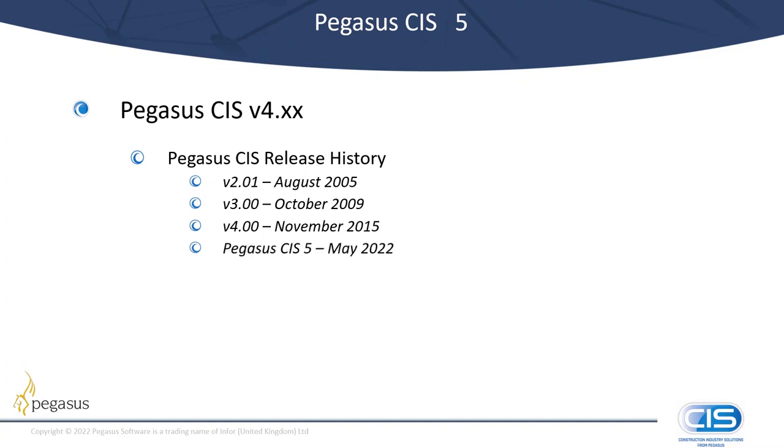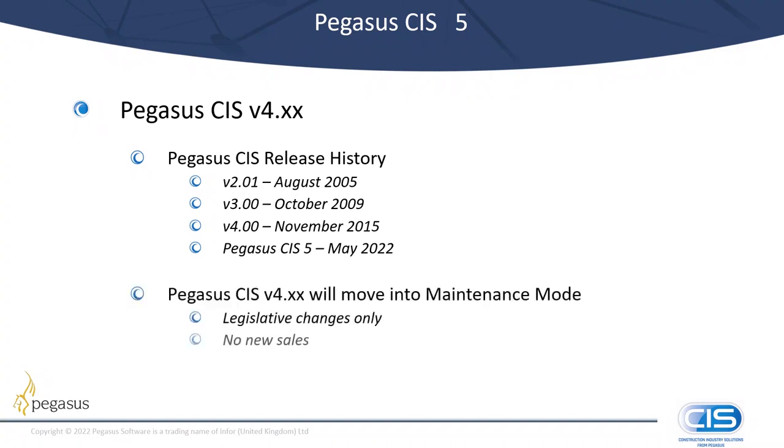Next month, we will see the release of Pegasus CIS5. As I said before, it's a complete rewrite of the product, working in the latest technologies, with a new interface and what have you, 100 plus enhancements that have gone into it, and a roadmap for a whole host of new functionality that's coming down the line. So what does this mean for Pegasus CIS4?